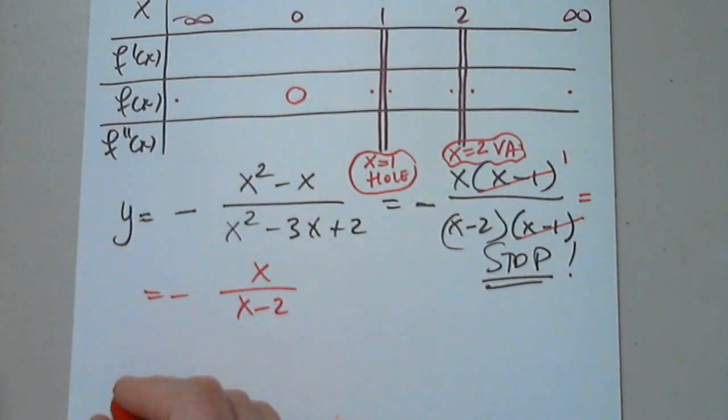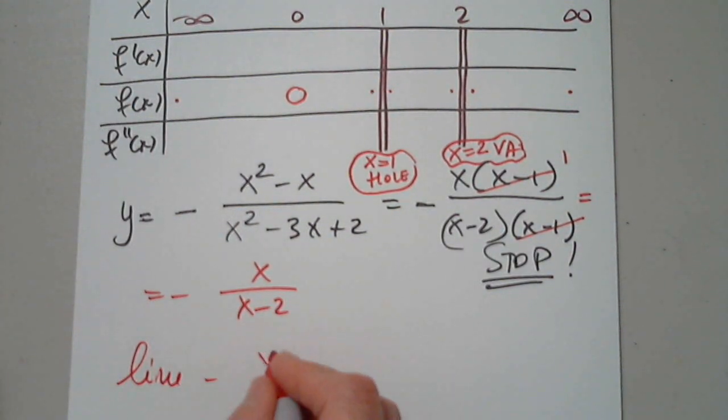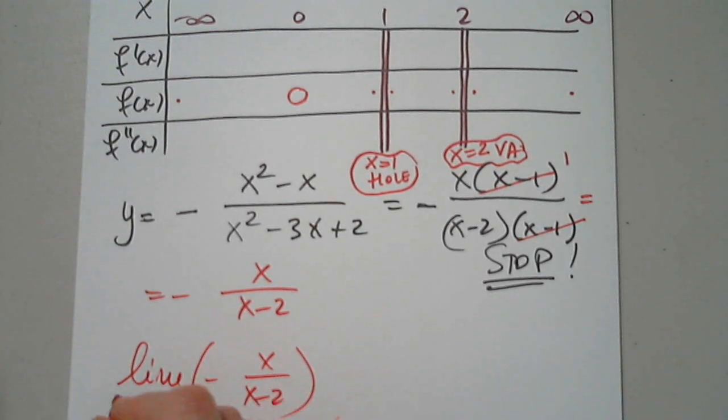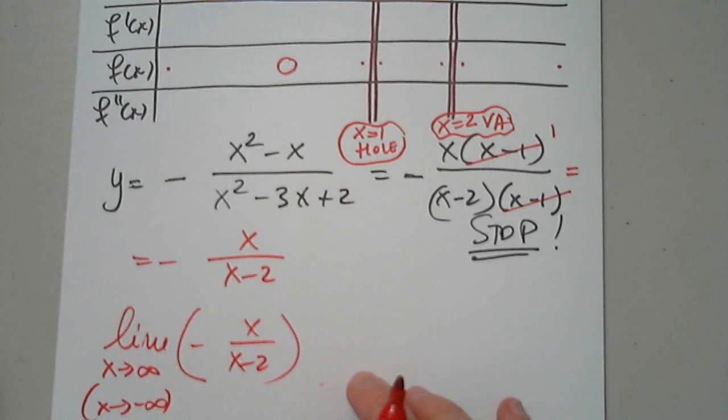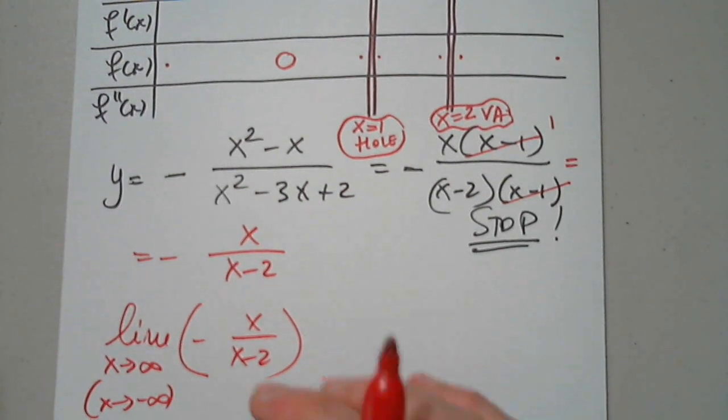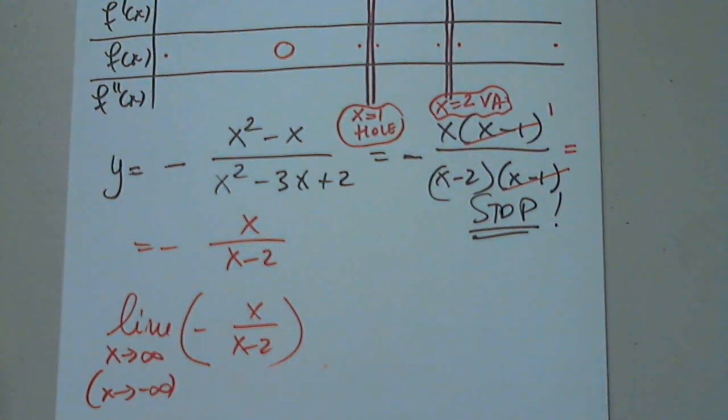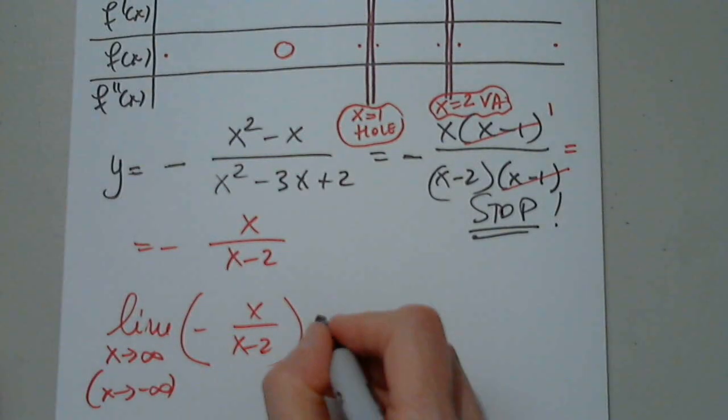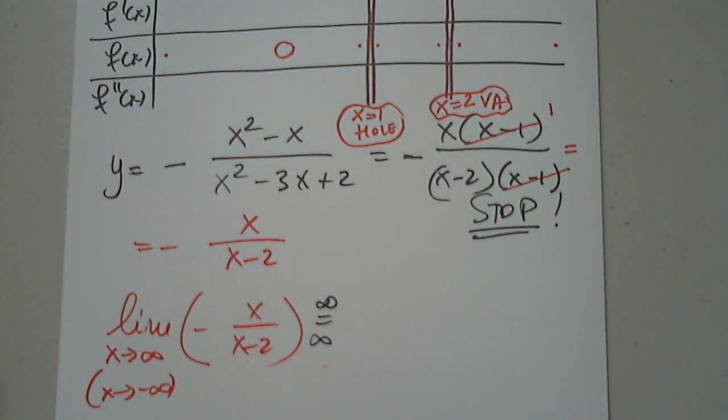So, the limit of negative x over x minus 2 as x approaches infinity, and when x approaches negative infinity, will be the same. How do I determine this limit? Any method? Plug it in. Yes, we have to plug it in. Awesome. We always do that. And since it's what I like, what will you do?